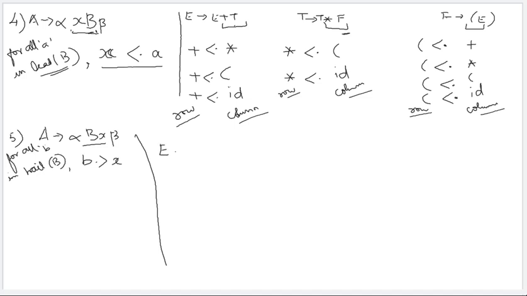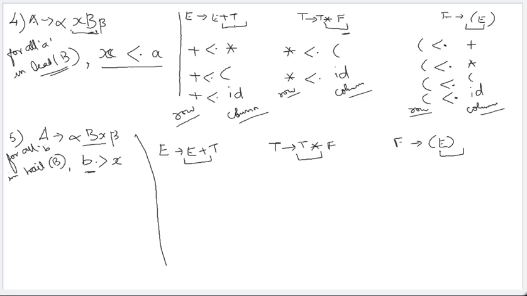We have the productions like E tends to E plus T, then T tends to T star F, F tends to bracket E. They all satisfy this criterion, that is, a non-terminal followed by a terminal. Here non-terminal followed by terminal, here also non-terminal followed by terminal. We need to find out the trailing value of that non-terminal.